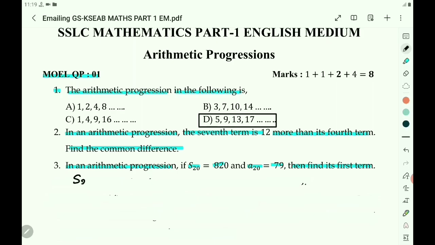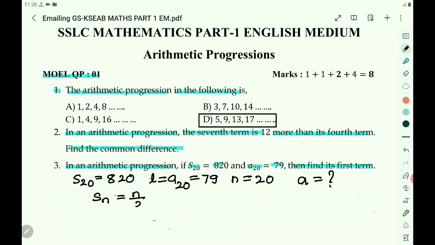Then you write S20 equals A20. Then you take L equals A20, which is equal to 79. And N equals 20. What we have to find out? We have to find the first term. A is to be found out. Write the formula for Sn having N, A and L. Then you write Sn equals N by 2 into A plus L.